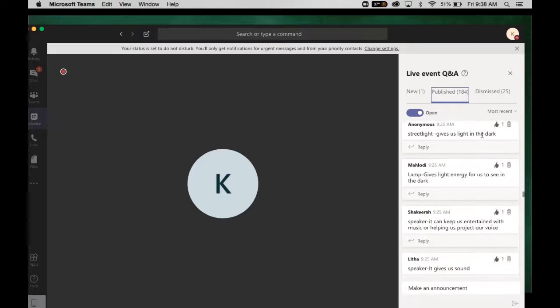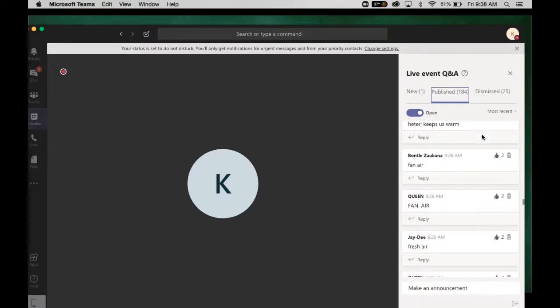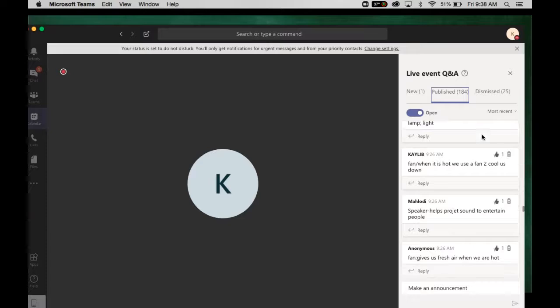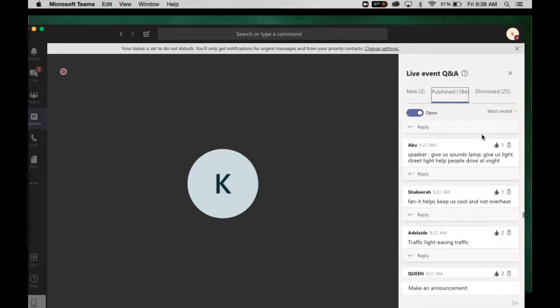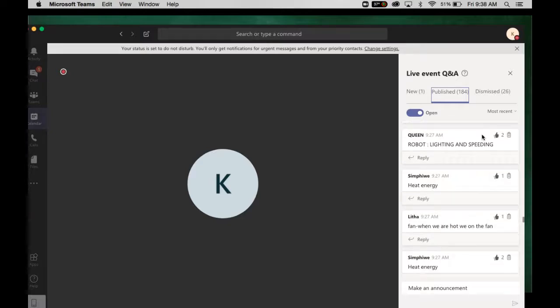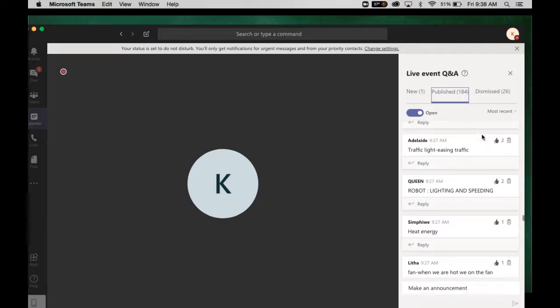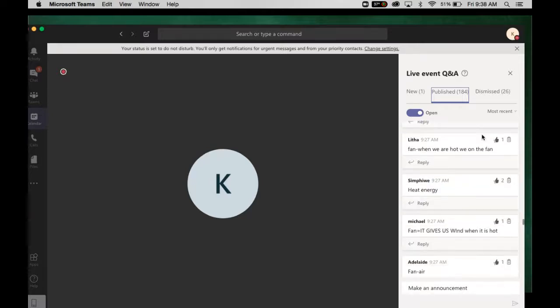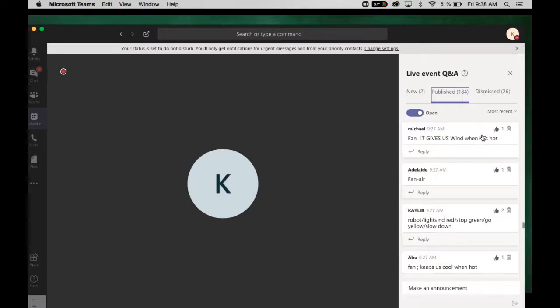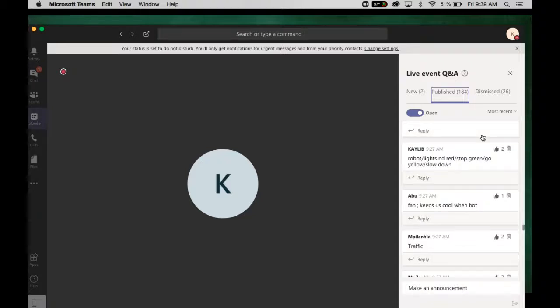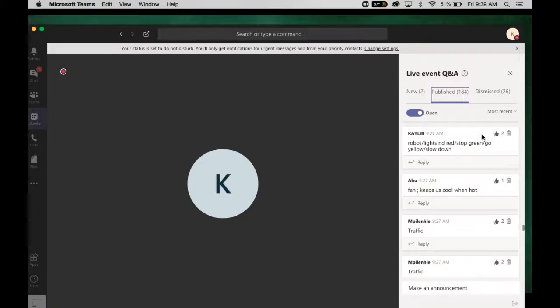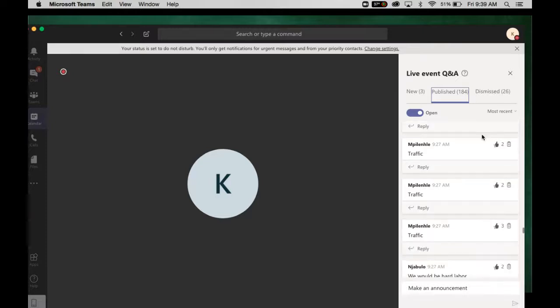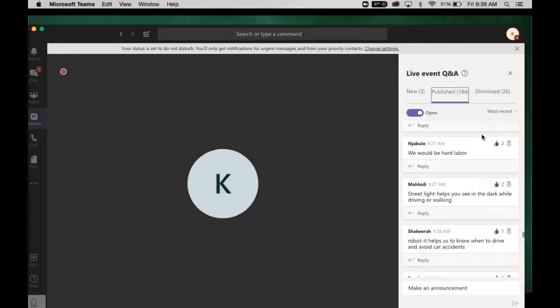Let's see if we can find any answers regarding the owl that we saw. Just give me a sec while I scroll down, guys. Queen says a robot helps for lighting and speeding. Adelaide, traffic lights for easing the traffic. Very good. Michael says the fan gives us wind when it is hot. Caleb, robot lights, red for stop, green for go, and yellow for slow down. I'm glad that you know that. Awesome stuff.